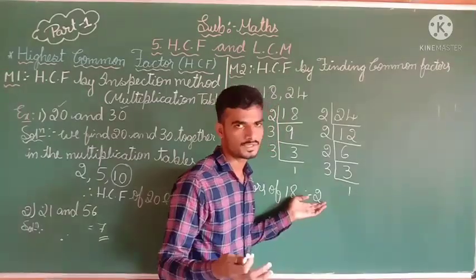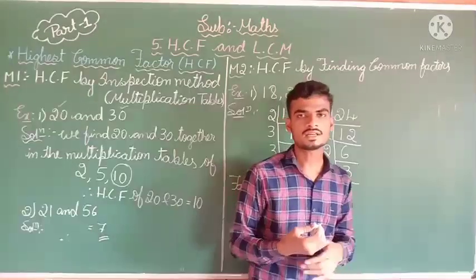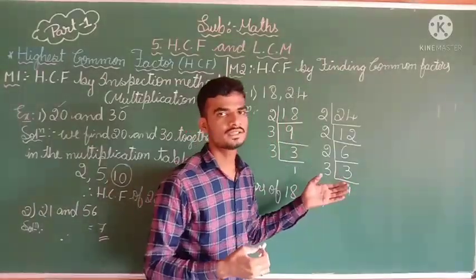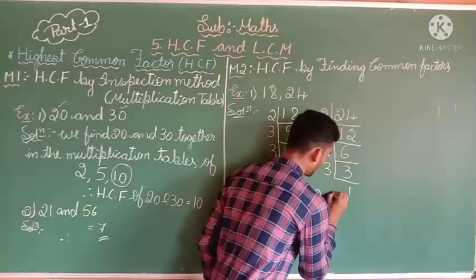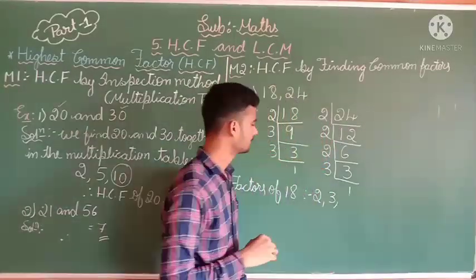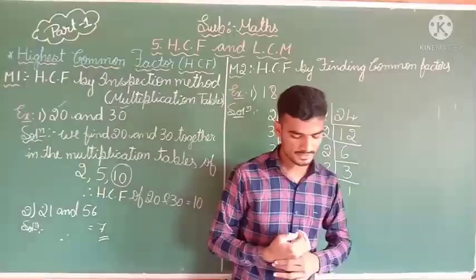Now 3. Will you get 18 in the 3 table or not? Yes, you will get it in the 3 table also. 3 6s are 18. Next after 3, in which table will you get 18?